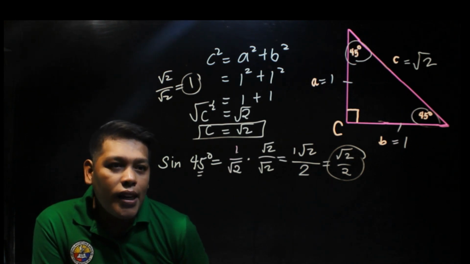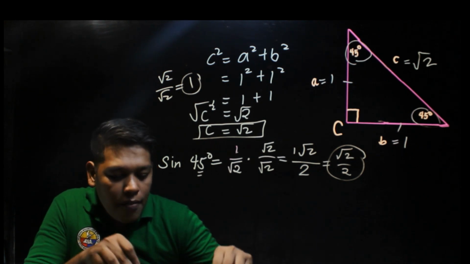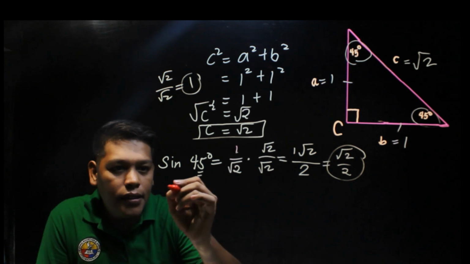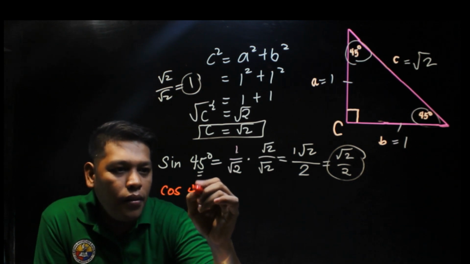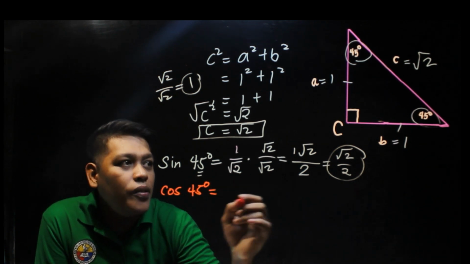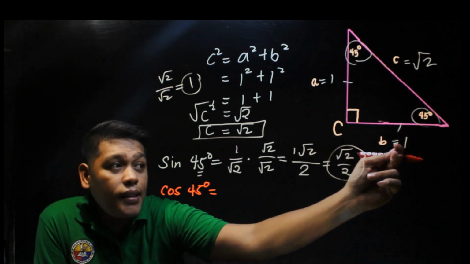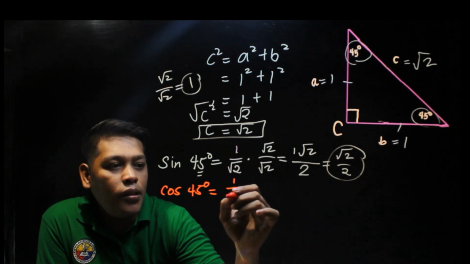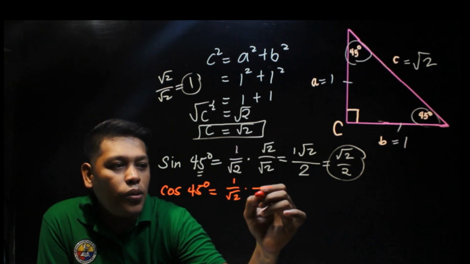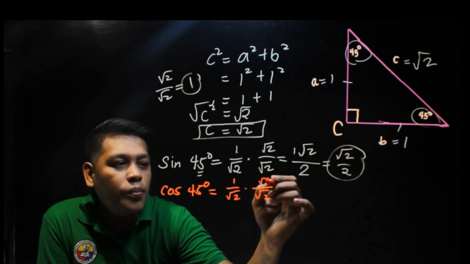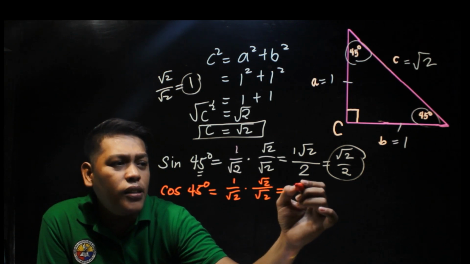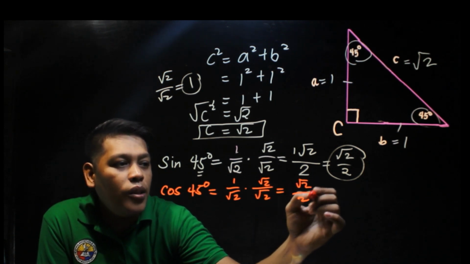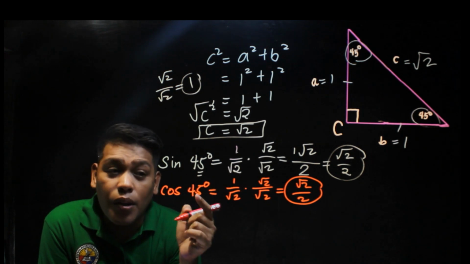So, what is the cosine 45 degrees? Let's try. Cosine 45 degrees. Ganun din, no? Adjacent over hypotenuse. So, parehas lang. 1 over square root of 2. Multiply natin yan by square root of 2, so square root of 2 over 2. That is the cosine 45 degrees.